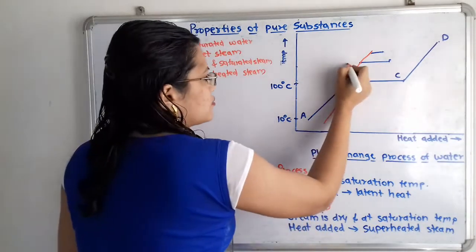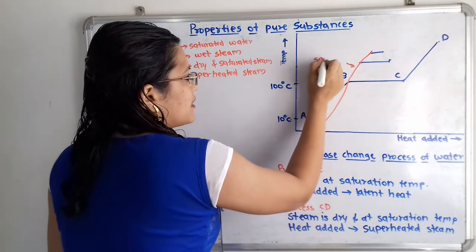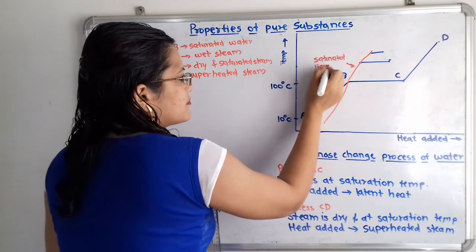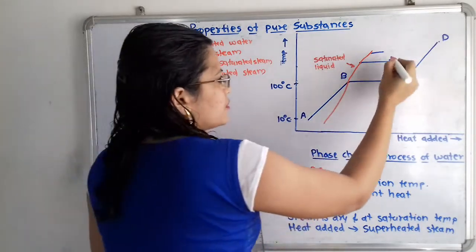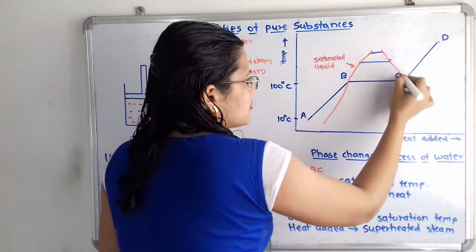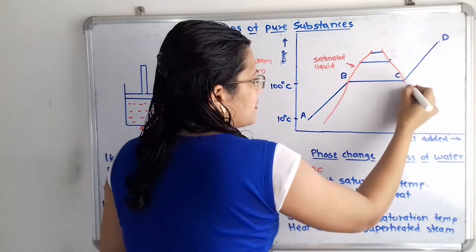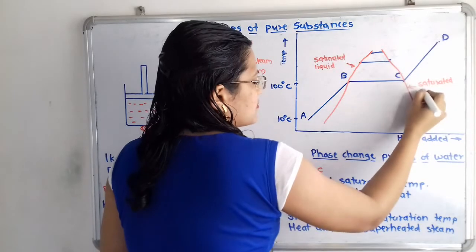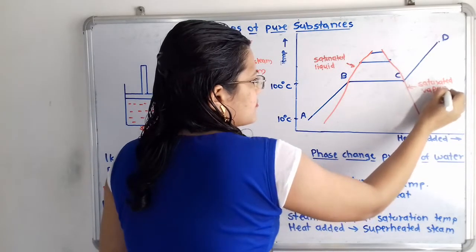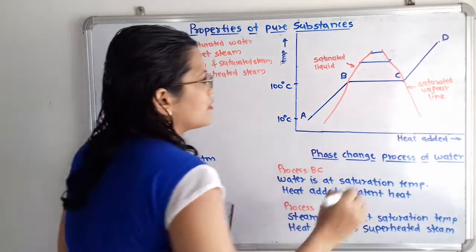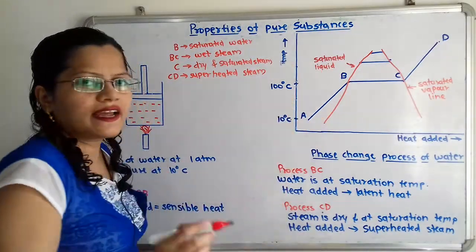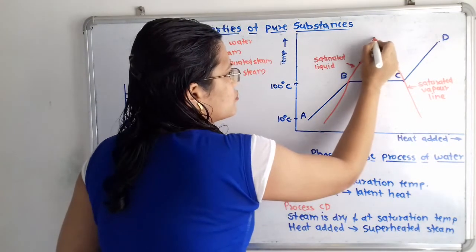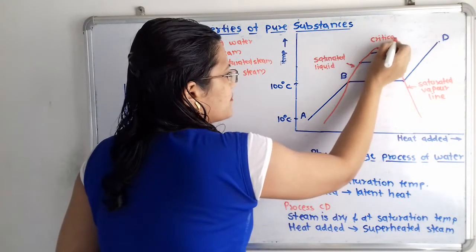So this line is known as the saturated liquid line. And if we join all these points, then this line is known as the saturated vapor line. Now this saturated liquid line and saturated vapor line meet at a single point, and this point is known as the critical point.